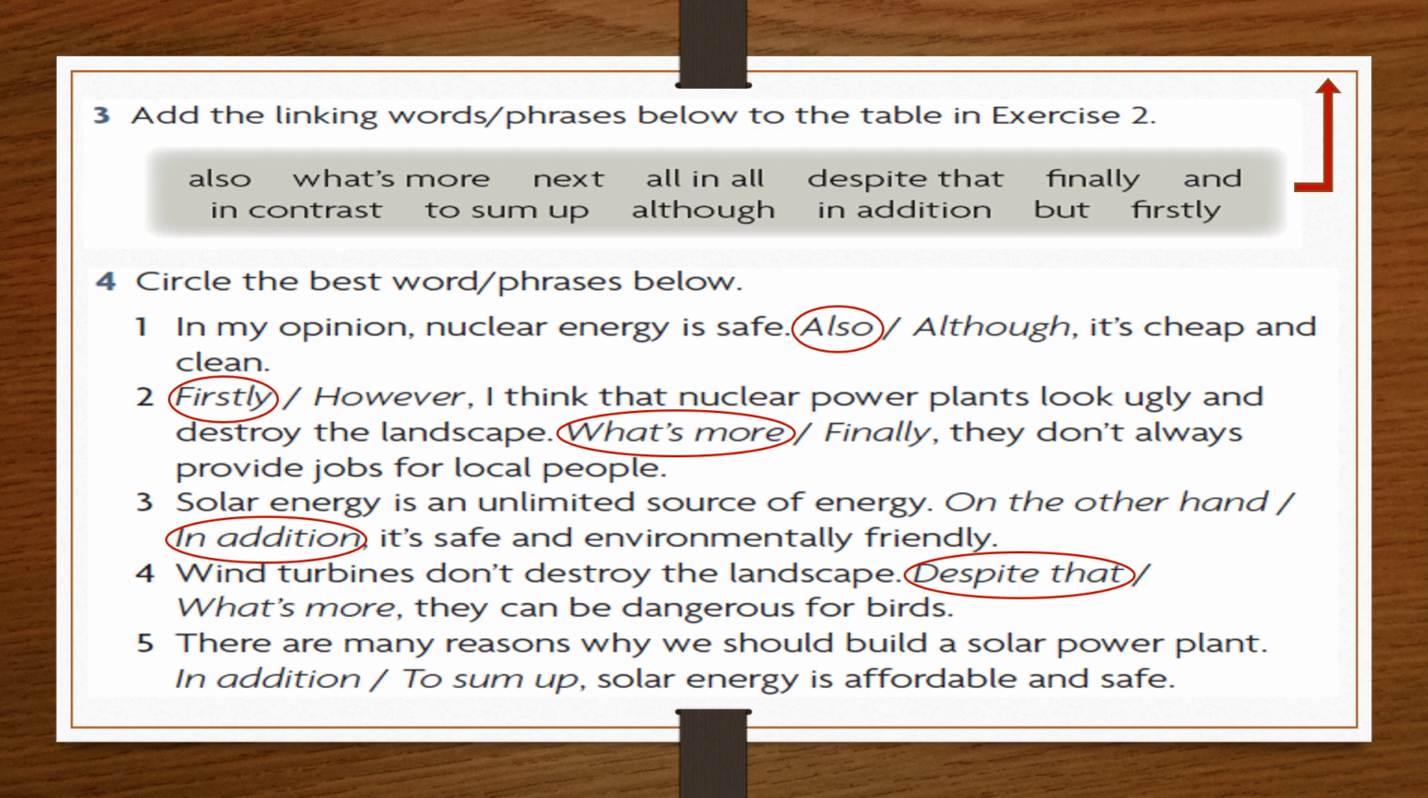There are many reasons why we should build a solar power plant. And then solar energy is affordable and safe. He's concluding: there are many reasons why we should build a solar power plant. And in conclusion, to sum up, solar energy is affordable and safe.